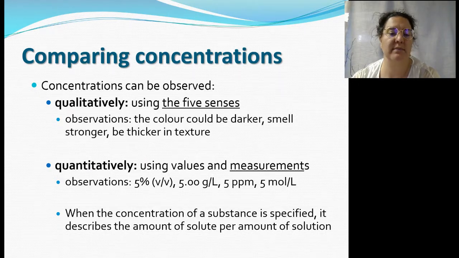Quantitatively, we can use values and measurements, and we can call them 5% weight per volume, 5 grams per liter, 5 parts per million, or 5 moles per liter. So we can quantitatively measure the concentration of different solutions. Now, when the concentration of the substance is specified, it describes the amount of solute per amount of solution. So this is what has been dissolved into the solvent.